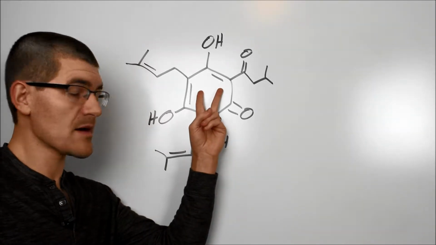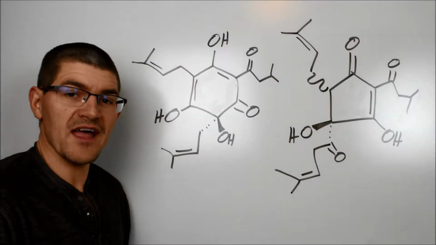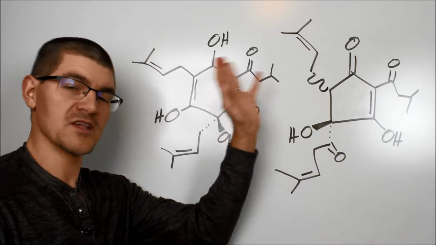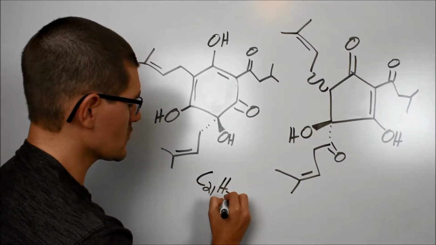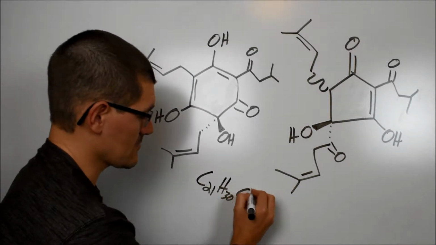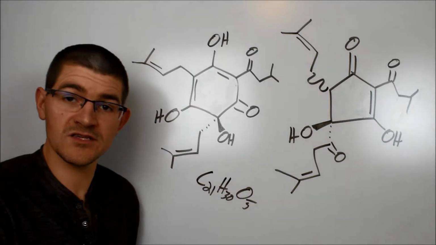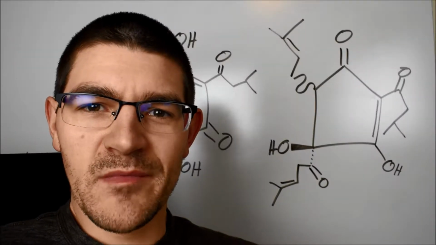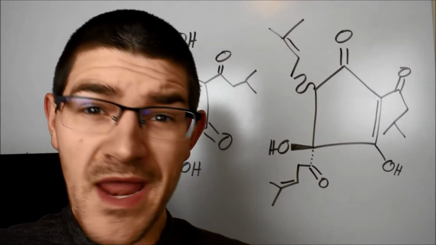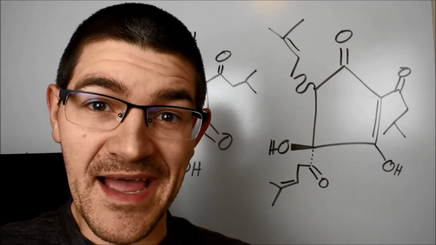It goes from a 6-membered ring with 2 double bonds to a 5-membered ring with 1 double bond. If you count up all the atoms, you can see that we aren't adding any or taking any away, meaning the humulone and the isohumulone have the same molecular formula, C21H30O5, and they're isomers. The actual arrow pushing mechanism for this is fairly complicated, so I'm not going to go through it in detail, but I will hit the highlights.